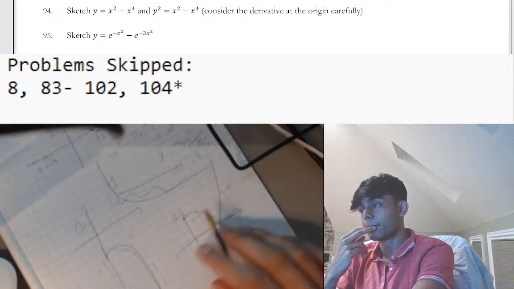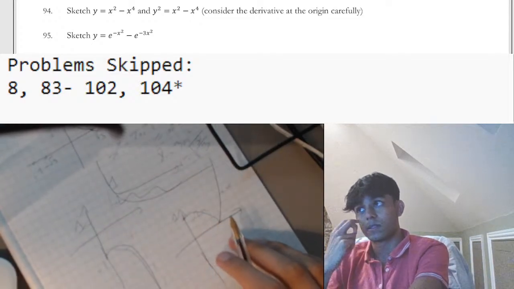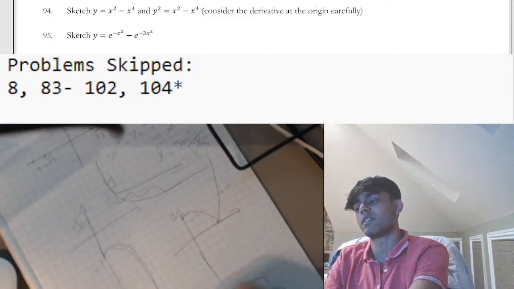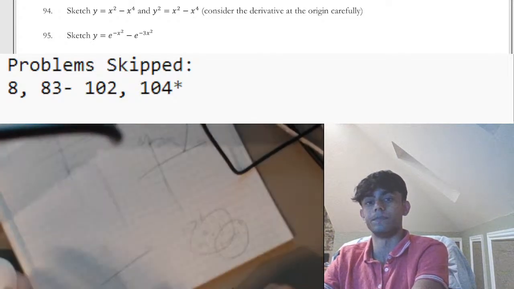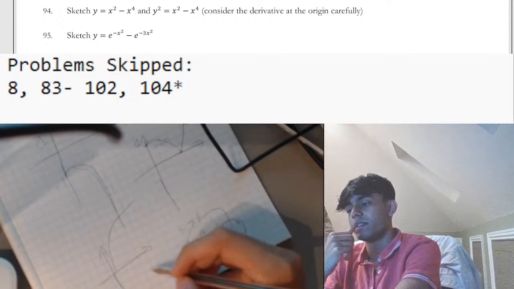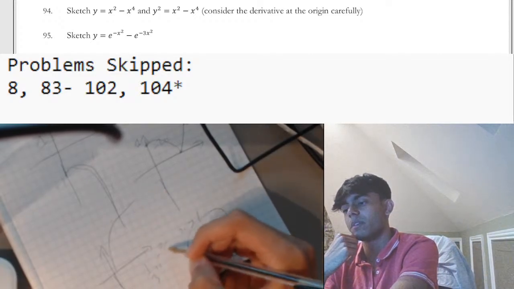For the next one, x to the 1 over 3 is going to be basically like root x, which I think is something like this. Yeah, something like that. And the derivative is a third x to the minus 2 over 3.